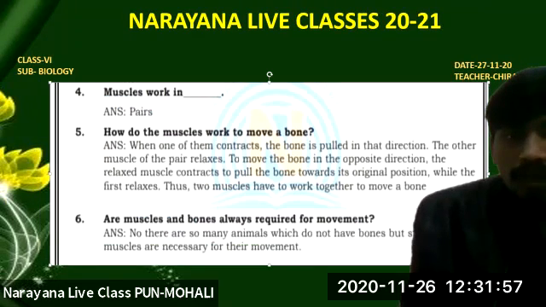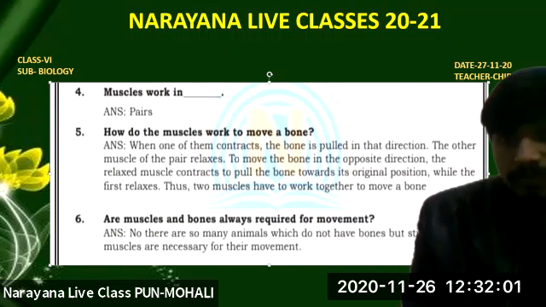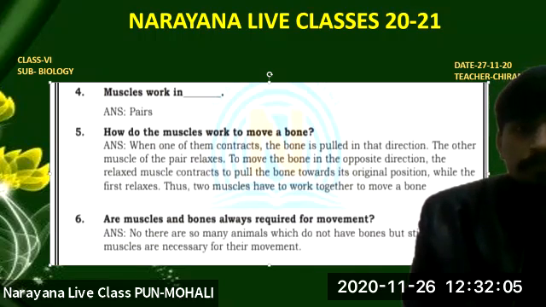Next one, muscles work in dash. Muscles used to work in pairs. How do the muscles work to move a bone? So what happens here? As we said, the muscles used to be in a pair.